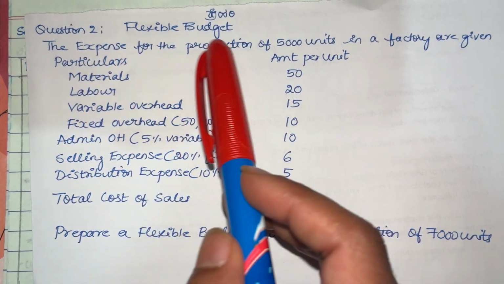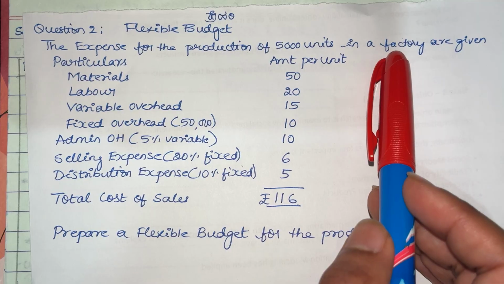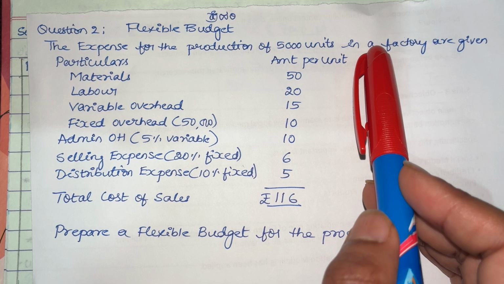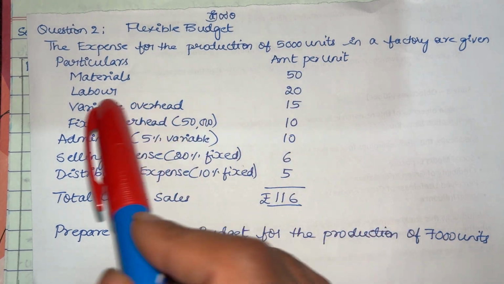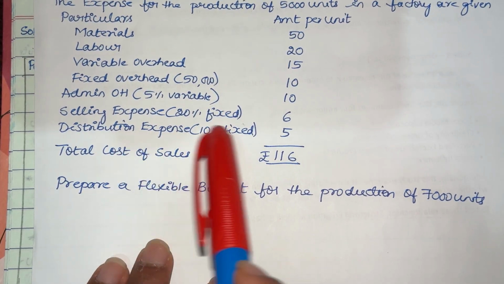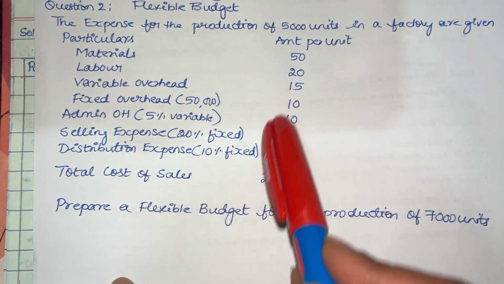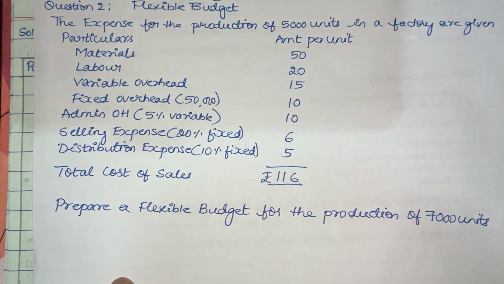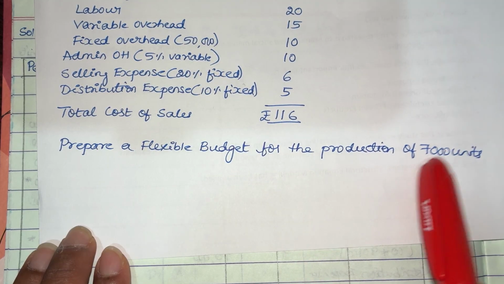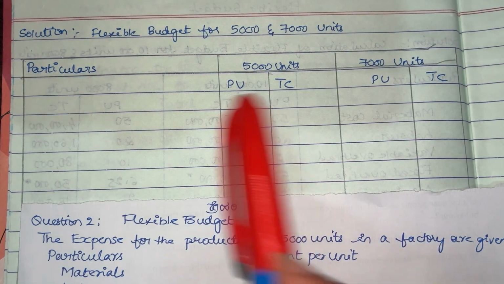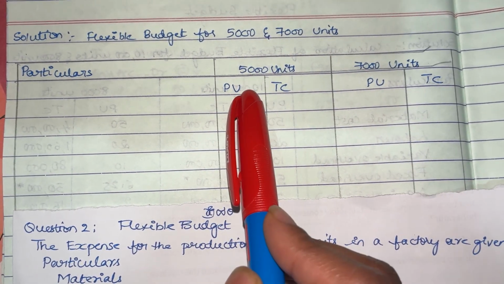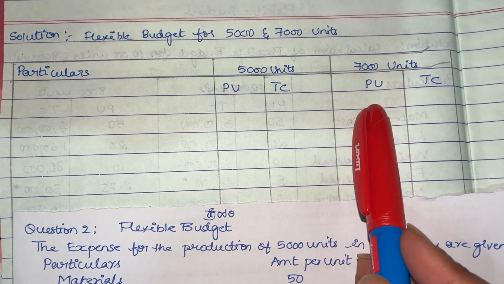So the expenses for the production of 5000 units in a factory are given below. What it means here is the production capacity of 5000 units in a factory is given with the following expenses. So we have material, labor, variable overhead, fixed overhead, administration overhead, selling expenses, distribution expenses and total cost. Whatever expenditure is given here, it is given for 5000 units. Now at the end they have asked you to prepare the flexible budget if the production is 7000 units. So let us prepare the flexible budget for 5000 units and 7000 units: 5000 units per unit cost, total cost and variable cost, 7000 units and per unit cost.